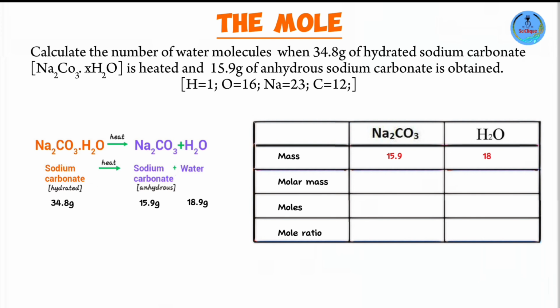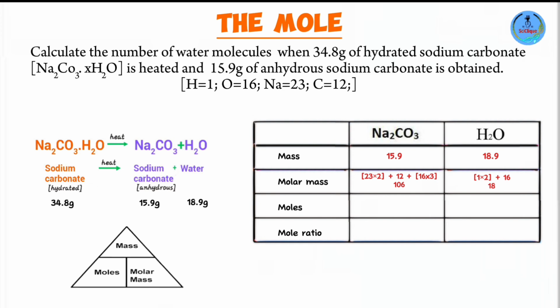Moving on to the molar mass. For us to obtain the molar mass of these two compounds, we are going to take the relative atomic masses of each individual element and sum them up. In the case of sodium carbonate, RAM of sodium is 23. How many do we have? 2. Carbon is 1, 12. Oxygen is 16. But how many do we have? 3. So if you sum these up, you get the molar mass of sodium carbonate, and this is 106. Moving on to water, we have 2 hydrogen atoms. Every hydrogen atom has an RAM of 1. So 1 by 2 plus 16 gives us 18.